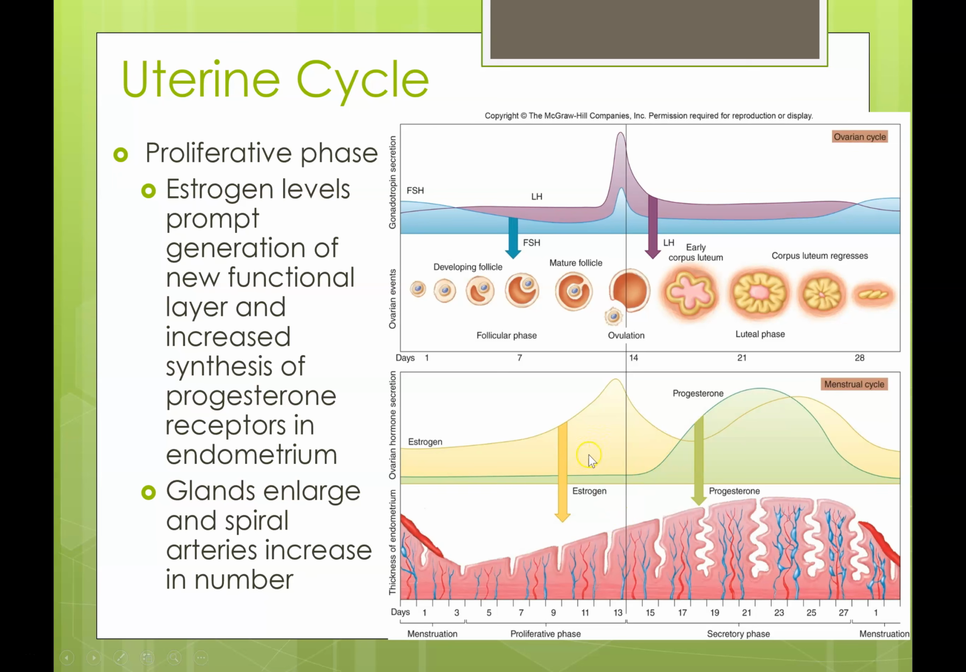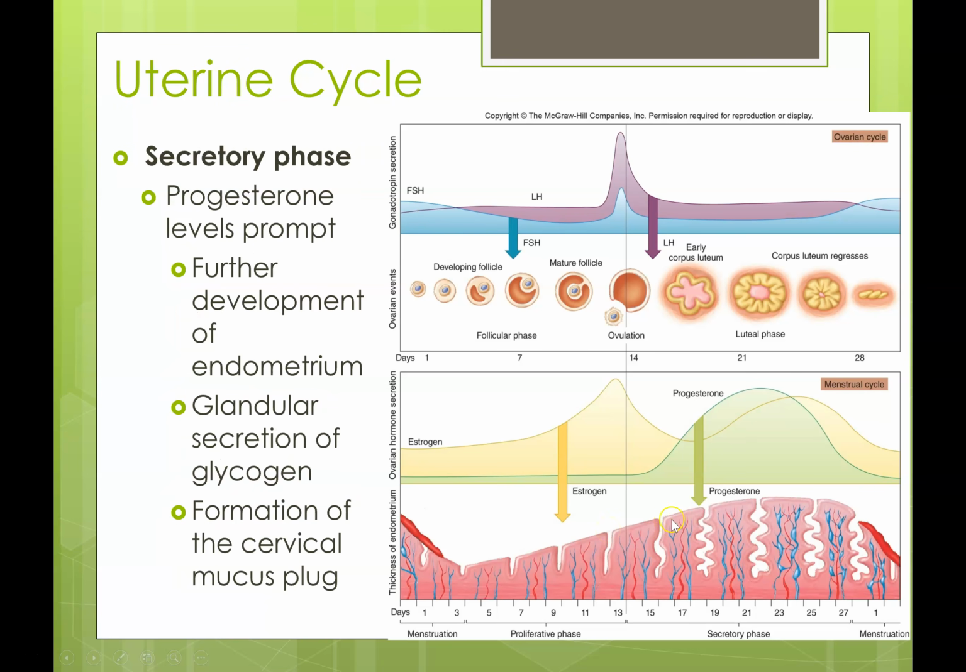Next, let's talk about the proliferative phase here. We see that our estrogen levels are going to prompt generation of a new functional layer. So you start to see this nice thickened layer of endometrial tissue, and it also increases the synthesis of progesterone receptors in the endometrium so it can better respond to that hormone. Glands are going to enlarge and our spiral arteries are going to increase in number.